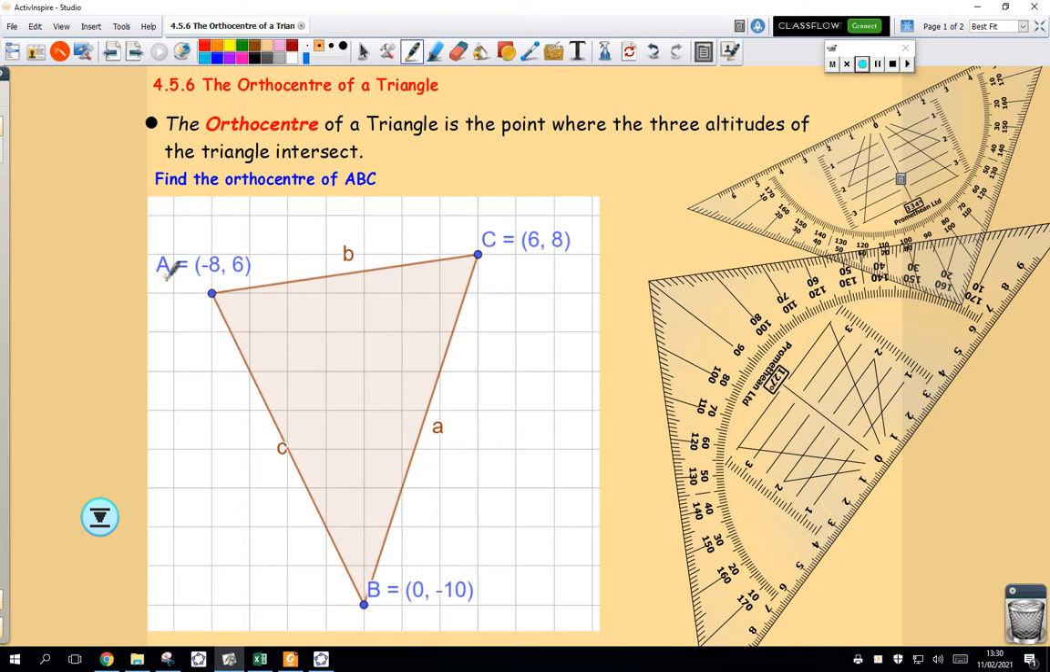So from A, perpendicular to little a. From B, perpendicular to little b. From C, perpendicular to little c. That's how we draw an altitude.